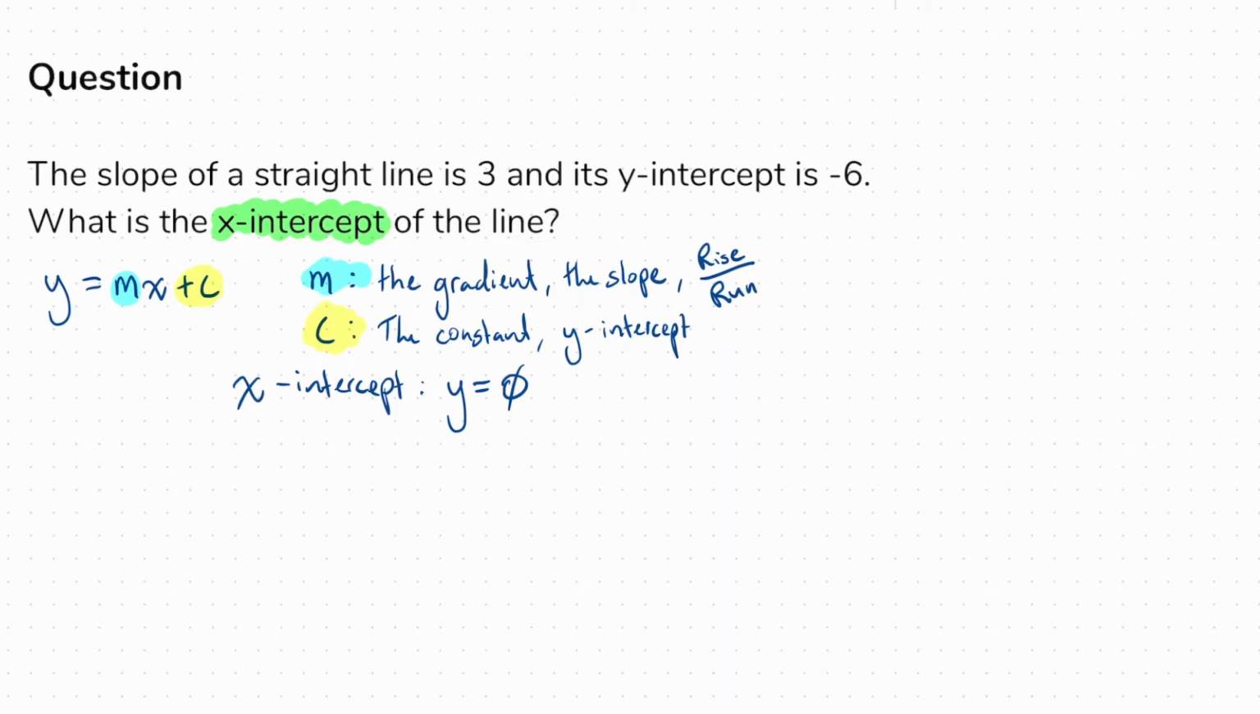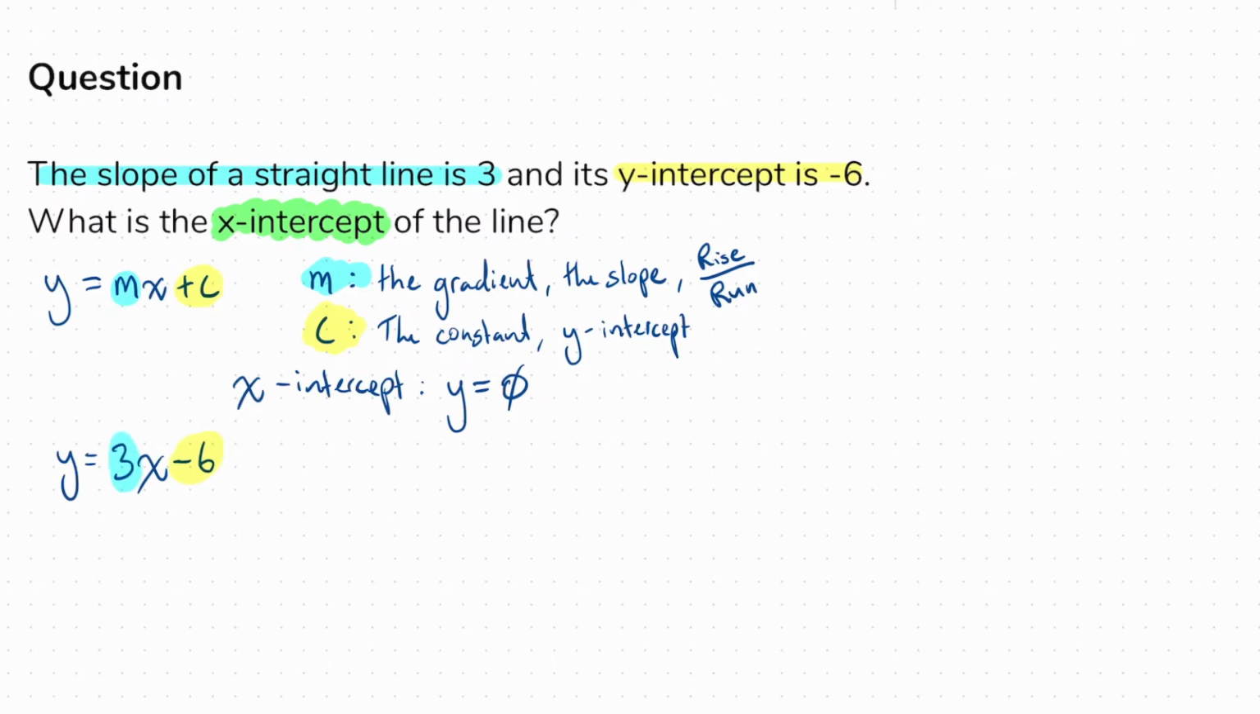So m is the slope of the straight line, right? That's what we're after, which is 3. So y equals 3x, and c, its y-intercept, is minus 6. Now with this in mind, we've got minus 6 here, and we've got 3.